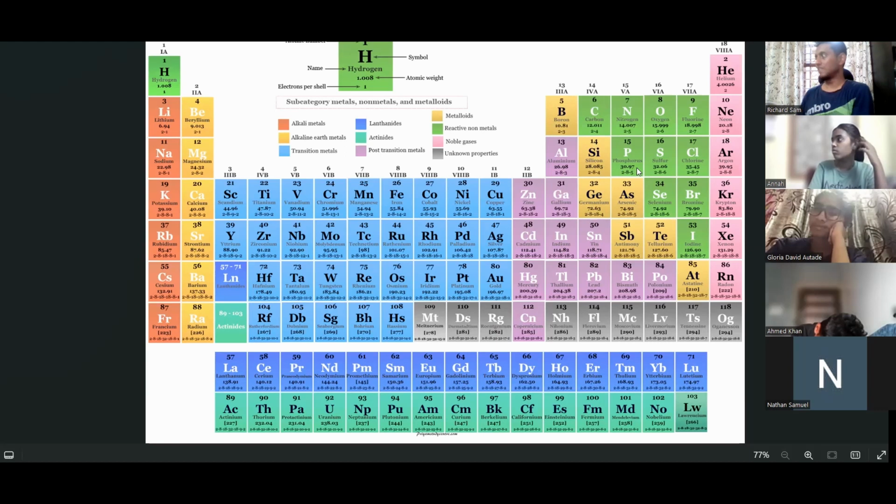Oh yeah, we saw the trends in the first chapter. What happens to the metallic character when you go from left to right? It decreases. The non-metallic character increases.